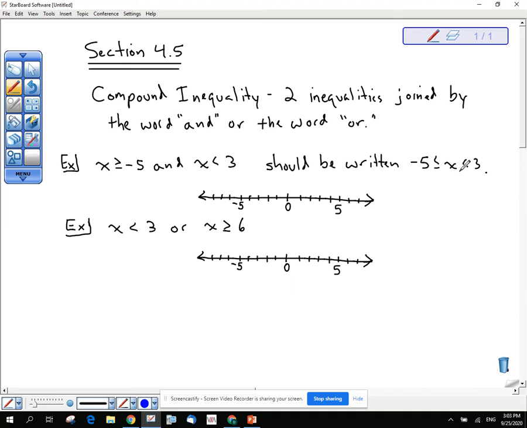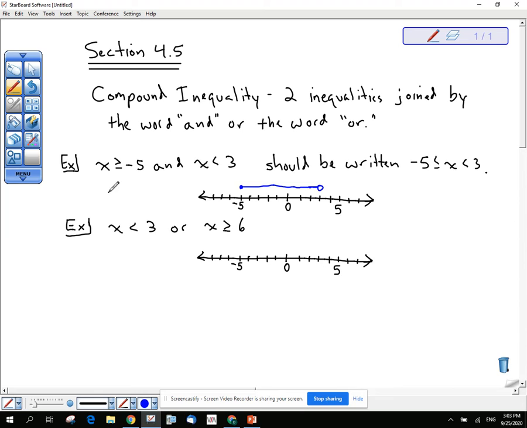Now, we'll talk about this in a second, but let's just think about what this would look like on a number line. We're talking about numbers that are greater than or equal to -5. So that's like this, with a closed circle on -5, and you would start shading this way. And x is less than 3, which means an open circle here at 3, and you'd start shading this way. And in fact, these are just going to come together to form an interval, okay?